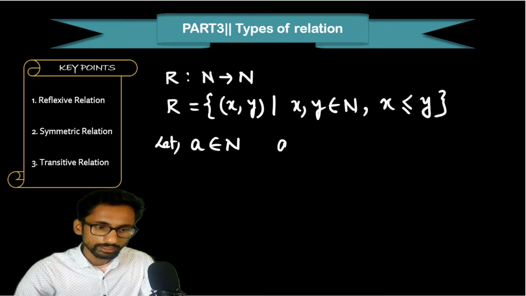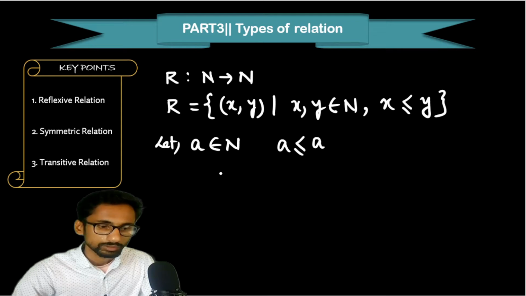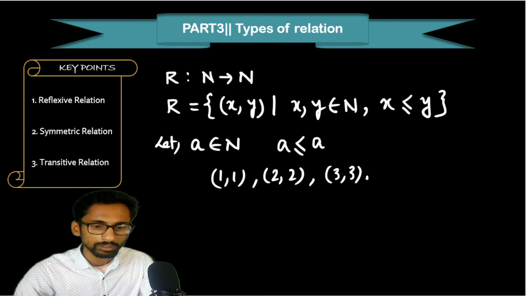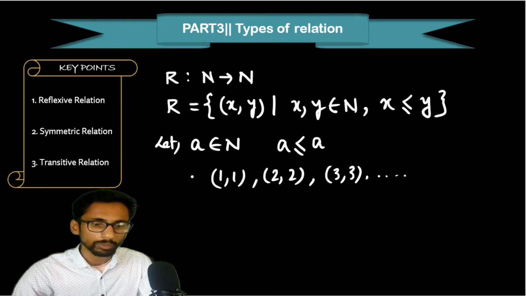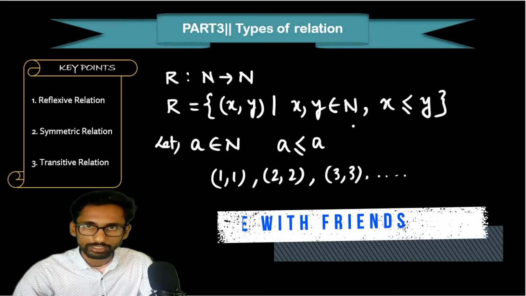Now can we say that A is lesser than or equals to A? Yes, because A is equal to A. That means according to the given definition of the relation R, A is always related to A, whatever be the value of A from the set N. 1,1, 2,2, 3,3, all these kinds of elements are going to be a part of the relation. There will be no such value of A for which A comma A is not a part of the relation. That is why the given relation defined by x lesser than or equals to y is reflexive in nature.